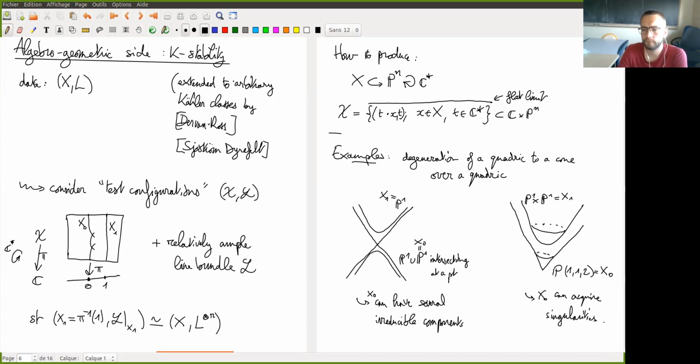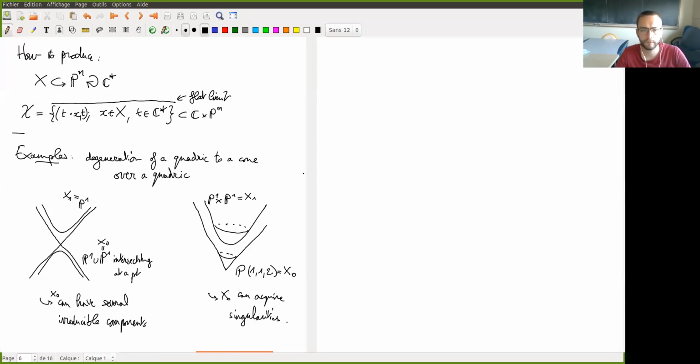And I'm insisting on X0 because what's important in this data is really X0 equipped with the induced action of C star and the restriction of the line bundle. So that's the first component of K-stability, and the second component is that to each test configuration, you associate a number.